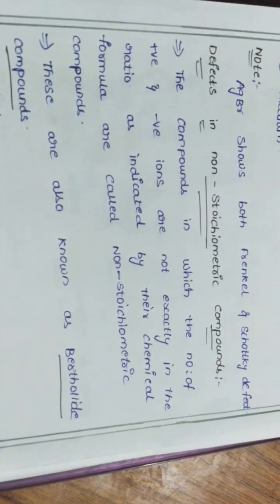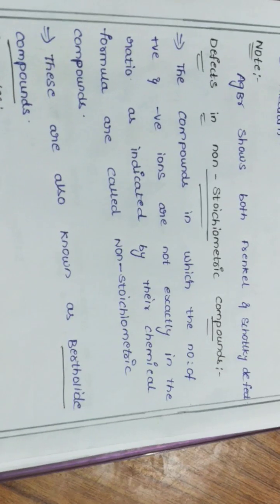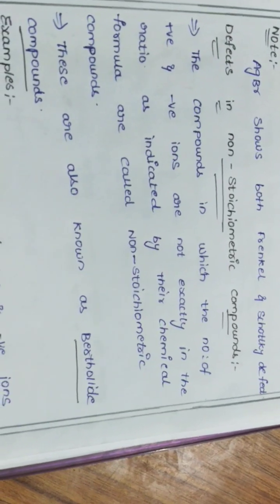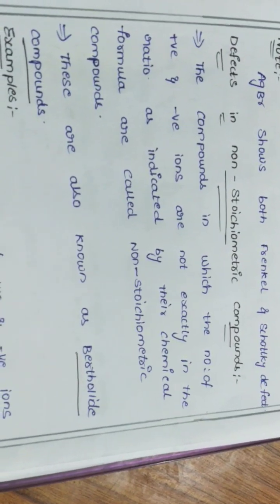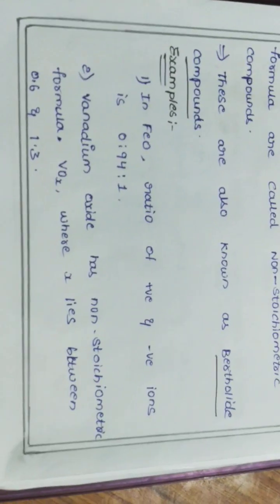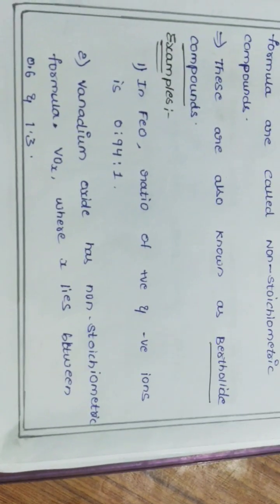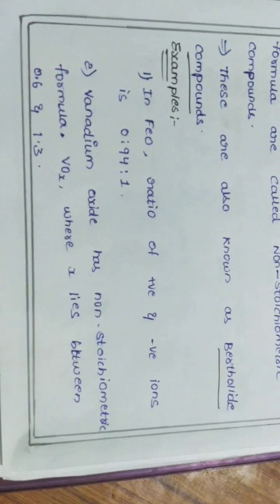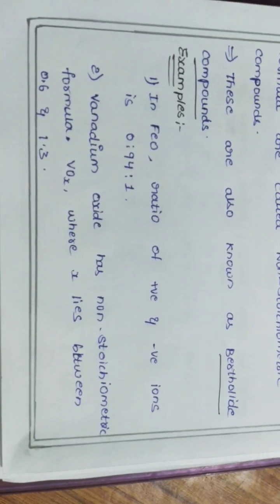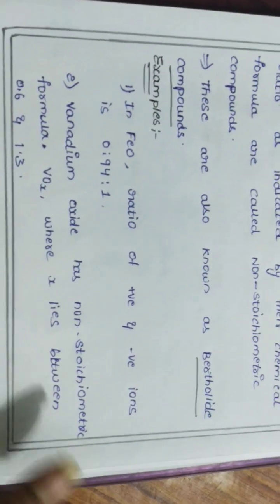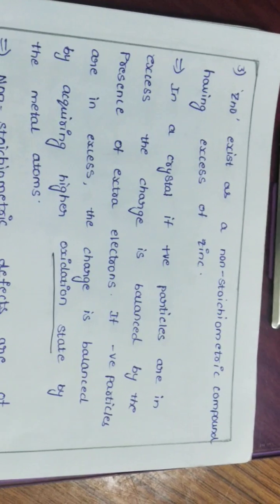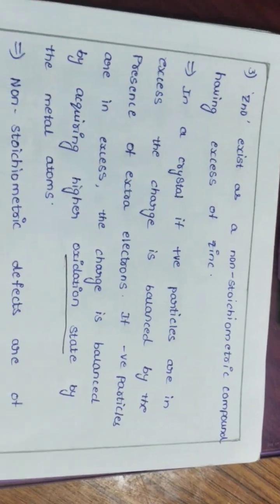Defects in non-stoichiometric compounds. The compounds in which the number of positive and negative ions are not exactly in the ratio indicated by their chemical formula are called non-stoichiometric compounds. These are also known as Berthollide compounds. Examples: in FeO, the ratio of positive and negative ions is 0.94:1. Vanadium oxide has the non-stoichiometric formula VOx, where x lies between 0.6 and 1.3. ZnO exists as a non-stoichiometric compound having excess of zinc.